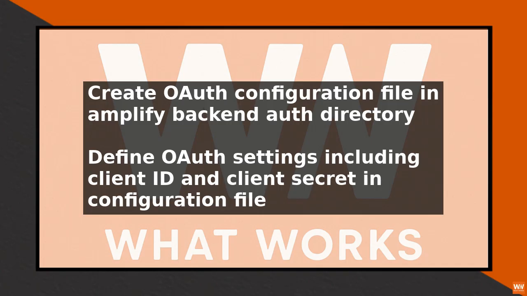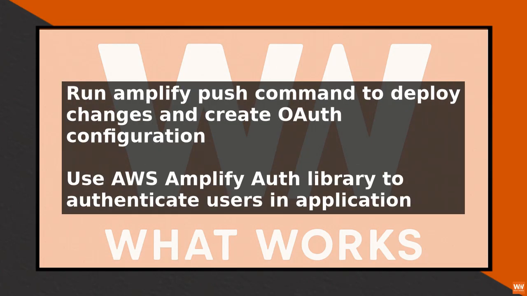To test the OAuth configuration, use the AWS Amplify OAuth library in your application to authenticate users. You can use the auth sign-in function to redirect the user to the OAuth provider for authentication. After the user grants access, the auth library will handle the redirect and authenticate the user.